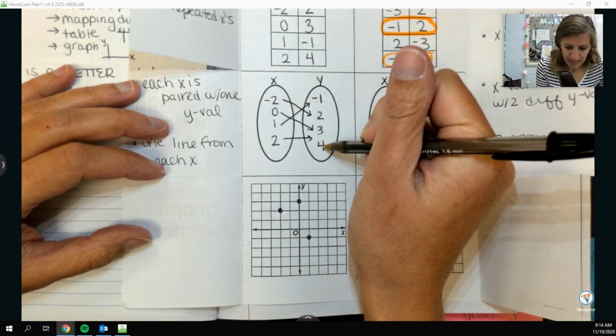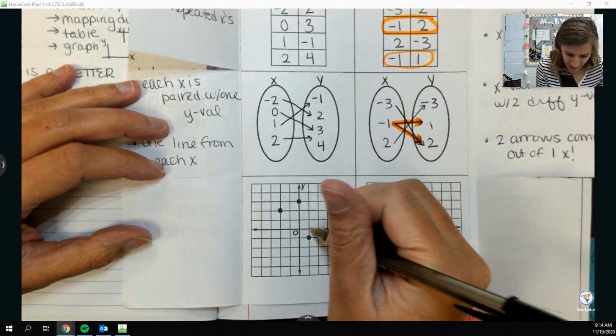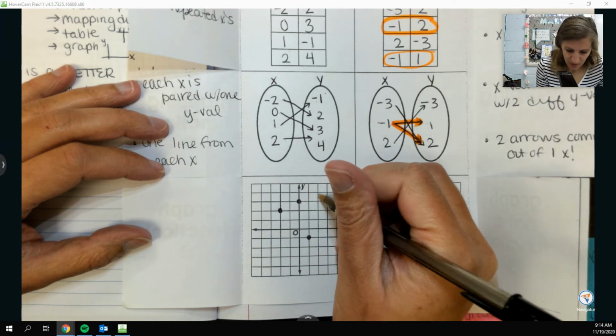And then 2 goes with 4. Man, that wasn't a great arrow to 4. Geez, what was I? 2 goes with 4. So I go over 2 and then up 1, 2, 3, 4. Boop.